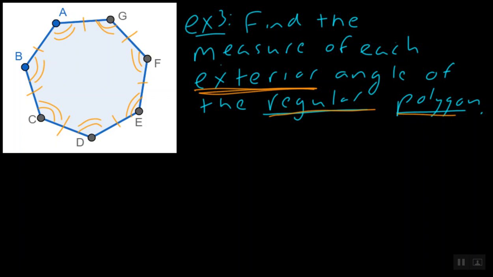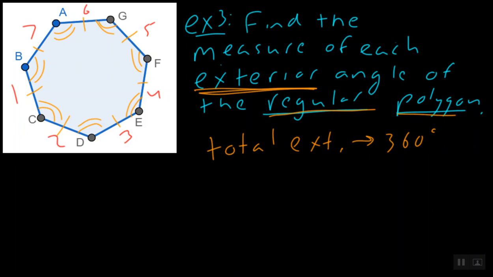Now from here, here's the cool thing about exterior angles. All right, we should know that total exterior angles are always going to be 360. So all you have to do is just count up the number of sides. We've got 1, 2, 3, 4, 5, 6, and 7. And so basically you just do 360 divided by 7. That's going to be something a little bit less than 60.